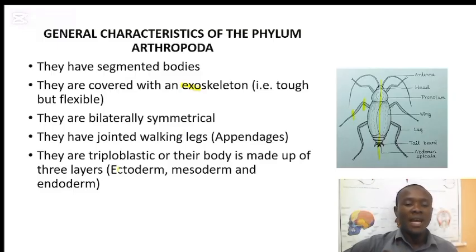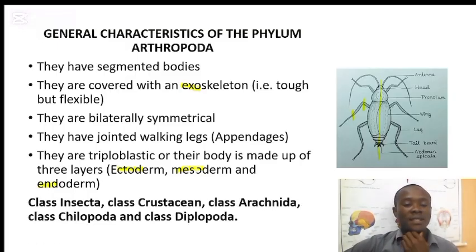We have the ectoderm. Ecto means outside, and derm is talking about the layer. So the ectoderm is the layer outside. And we have the endoderm. Endo means inside, and derm is talking about the body layer. So the endoderm is the layer that is right inside. And we have the mesoderm. Meso means in between, and derm is talking about the body layer. So the layer in between the ectoderm and the endoderm is what we call the mesoderm.